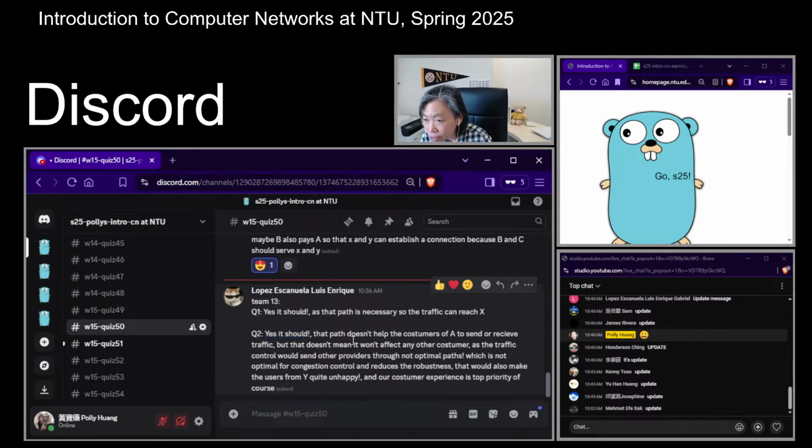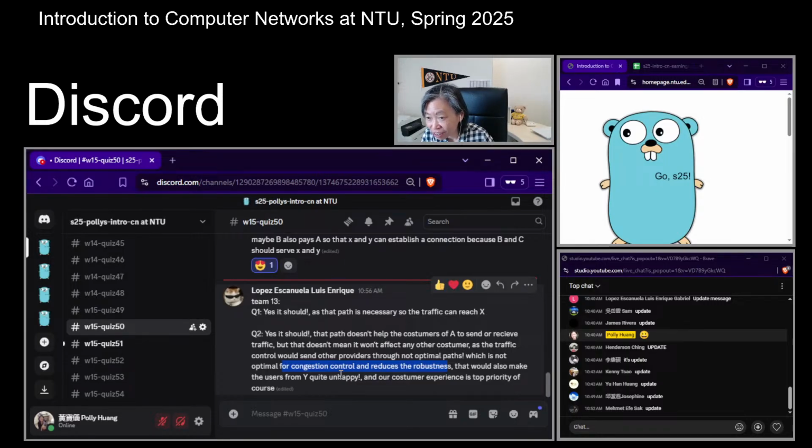All right. So let's see what Team 13 says. The path doesn't help the customer of A to receive traffic, obviously, right? A is so innocent. But that doesn't mean it won't affect my other customers. Interesting. Congestion control will send other providers through non-optimum paths, which is not optimum for congestion control. Okay. So Team 13 is thinking on behalf of the entire internet.